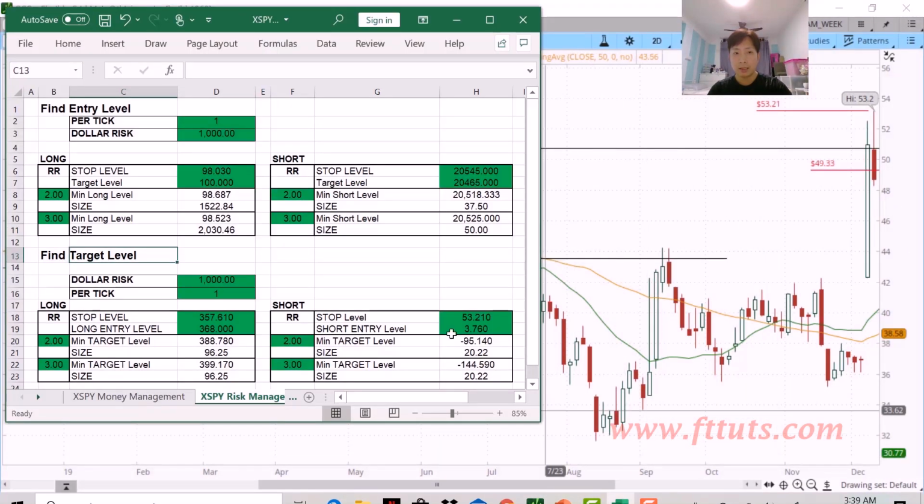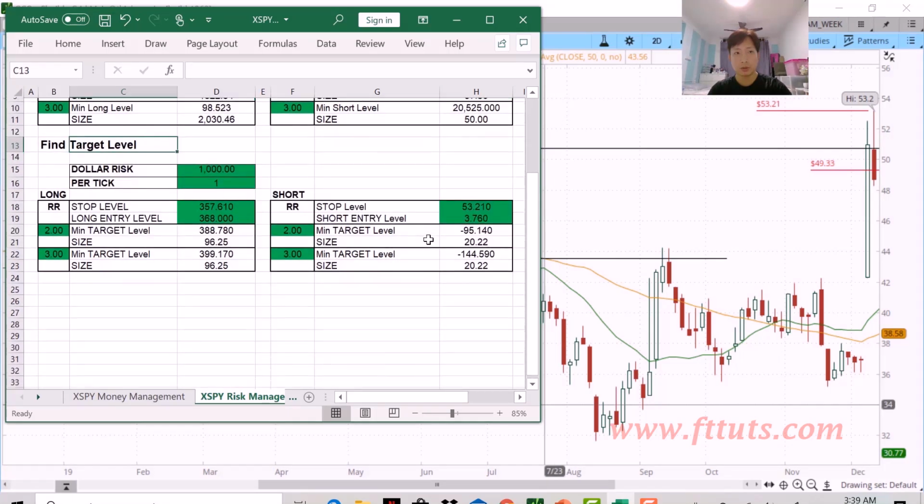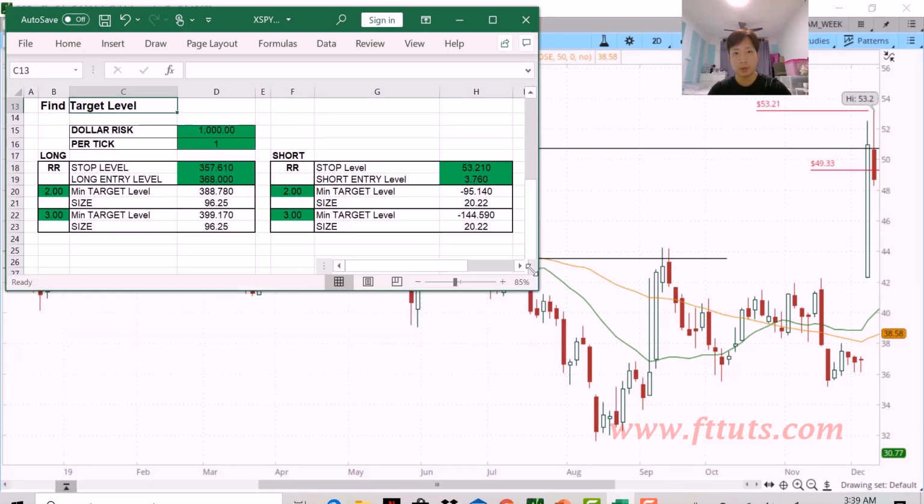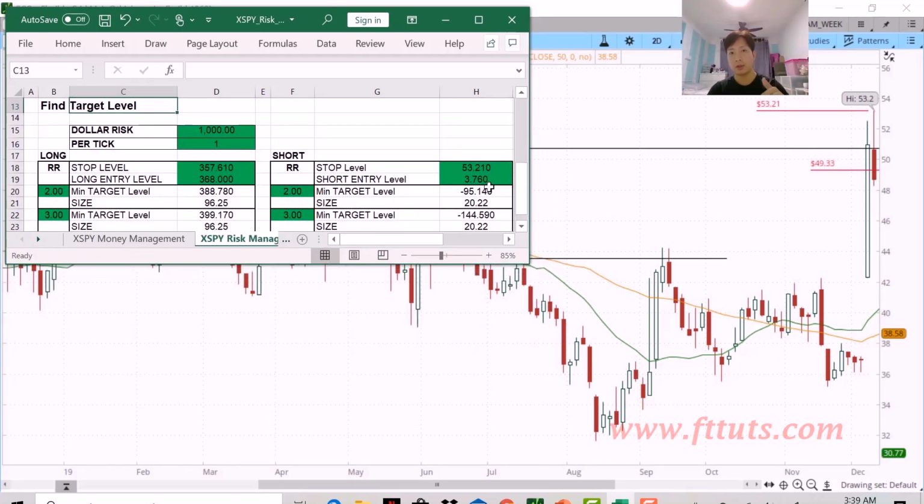So under the find target section, I'm just going to zoom in here. We have your stop loss, and the short entry is at $49.33. Dollar risk over here means how much you want to risk in this particular trade. Let's say you want to risk $200, so you key in the dollar risk as 200. For stocks, you have to key in per tick as 1.